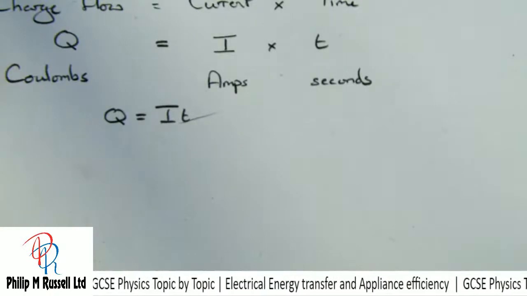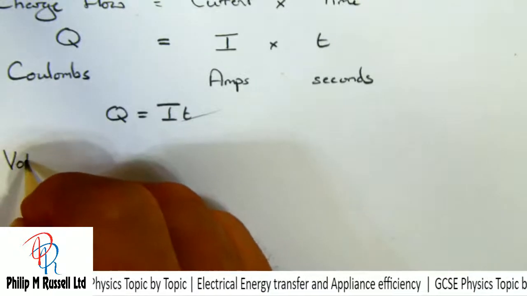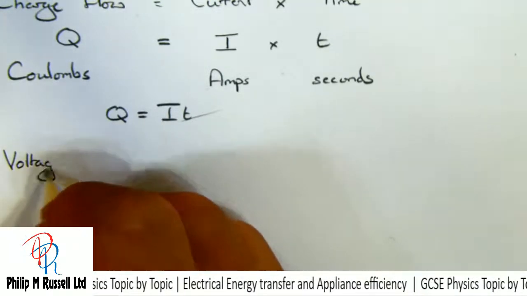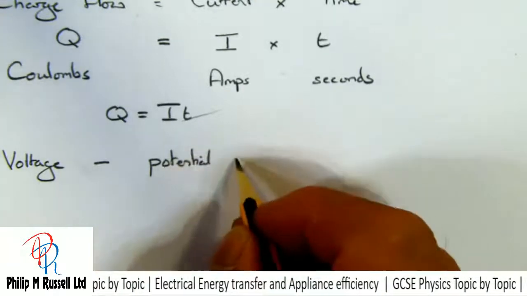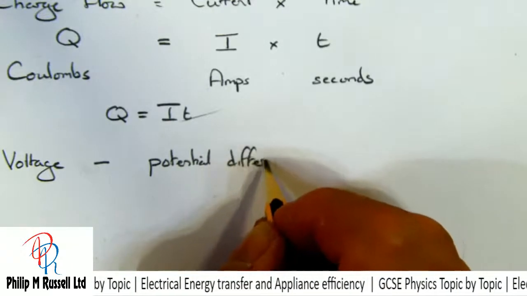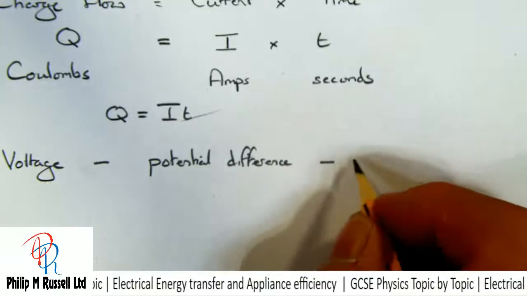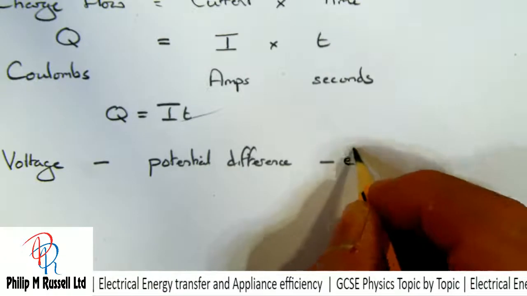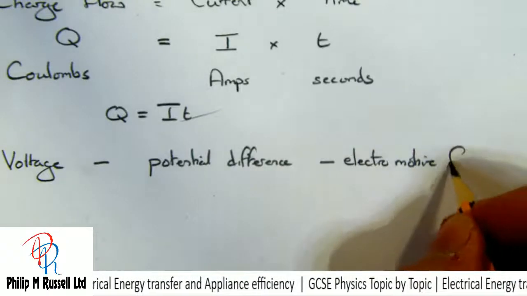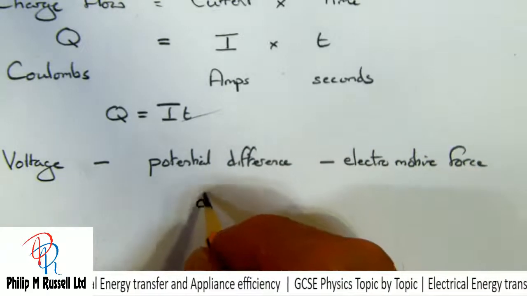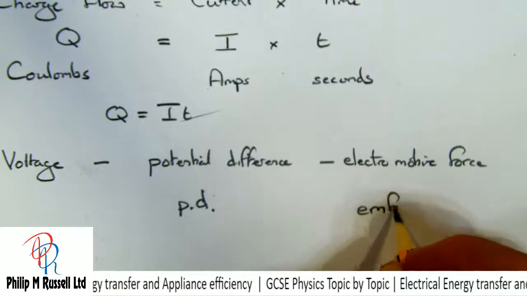Now, we also talk about volts. Voltage, sometimes called the potential difference, and sometimes when you're talking about cells, it is the electromotive force. Potential difference, sometimes called the PD, electromotive force, sometimes called the EMF.